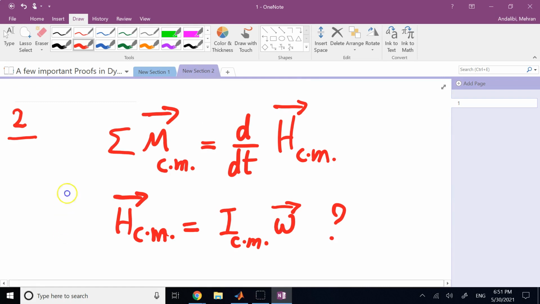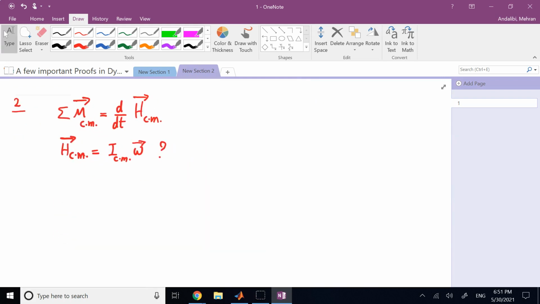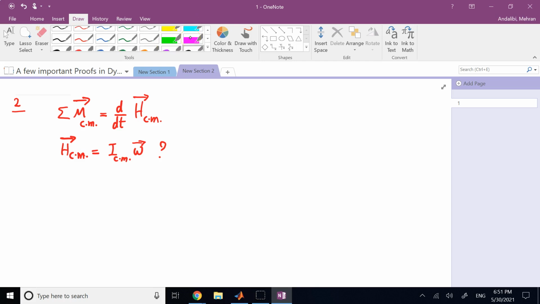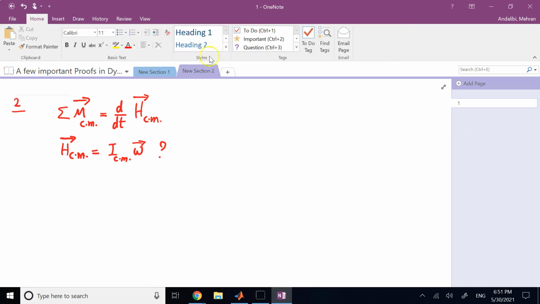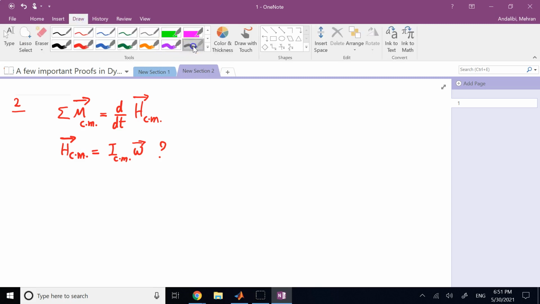Where do I rewrite my angular momentum in that nice format? Okay. So here we try to talk about that. If you remember the definition of HCM as we just saw it, the definition of HCM was, let me see, for some reason my pen is not cooperating well.